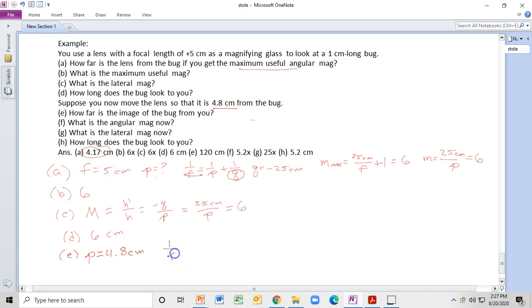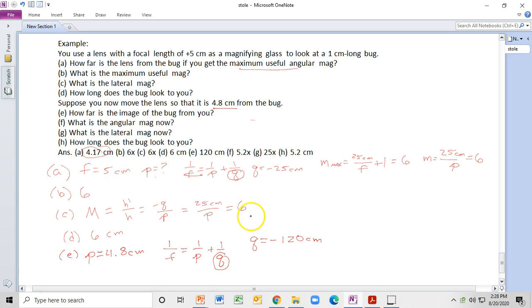Well, to answer that, I would use the thin lens equation because we're no longer going to have the same magnification. So I would go to 1 over f is 1 over p plus 1 over q. You know f is 5 centimeters, p is 4.8. You can solve for q. When you do this, you will find, and you can double check, that q is negative 120 centimeters. So now the image of the bug is 120 centimeters away from you, over a meter away. Before it was 25 centimeters from you.